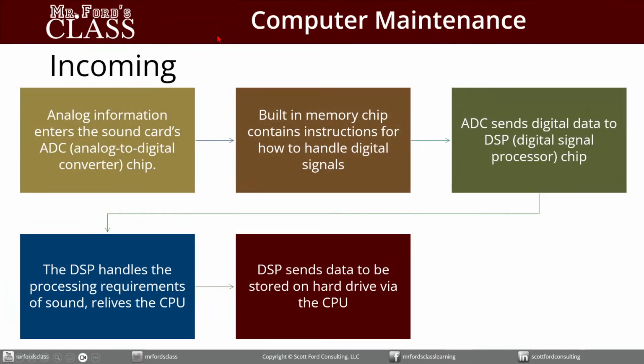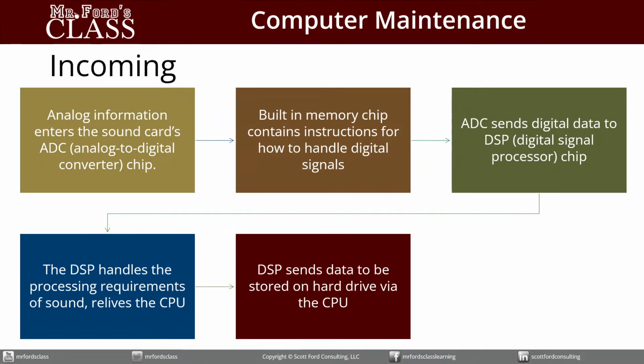So incoming, this is information going into the computer, right? Analog information enters the sound card through something called an analog to digital converter chip. Built-in memory chip contains instructions for how to handle digital signals. The analog to digital converter is going to digitize the data and send it to the DSP, which is not important. None of this is really important. None of this is on the test. It's just a good idea to know.